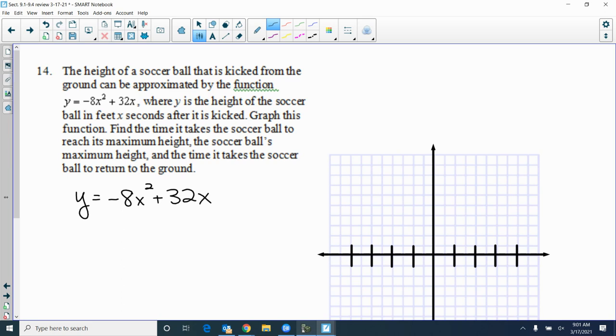Now, graph this function. I don't think I have graphed it on the, and you might have graphed it on your sheet, which is fine. I'm going to graph it over here. Find the time it takes a soccer ball to reach its maximum height, the soccer ball's maximum height, and the time it takes it to reach the ground.